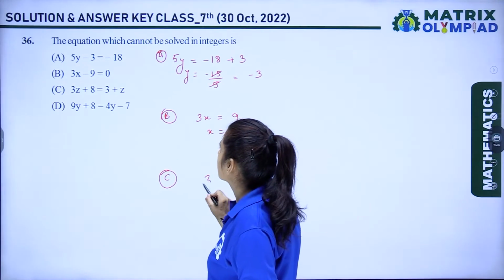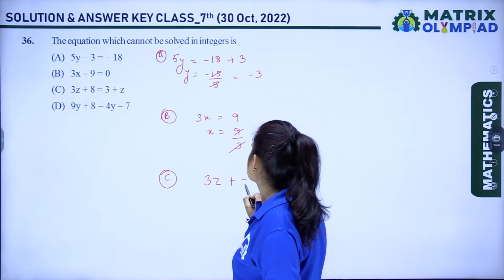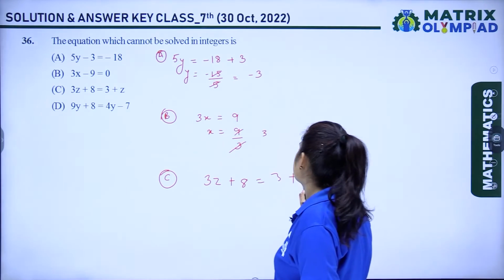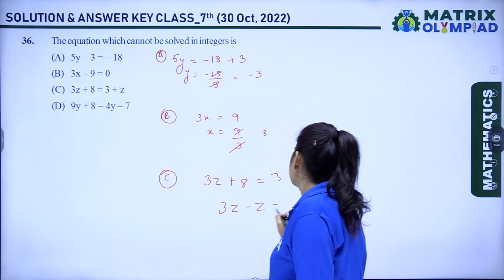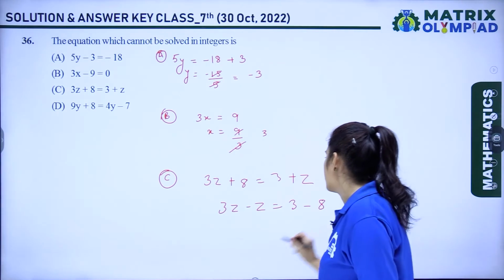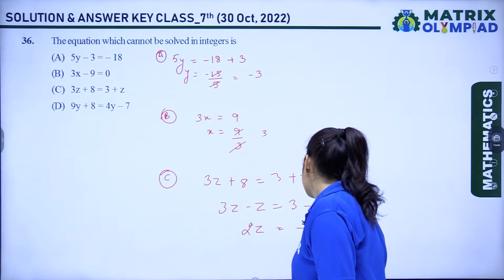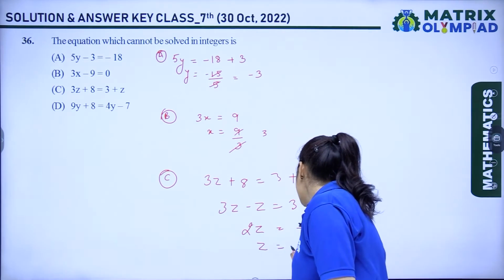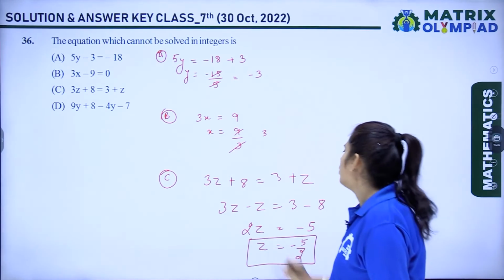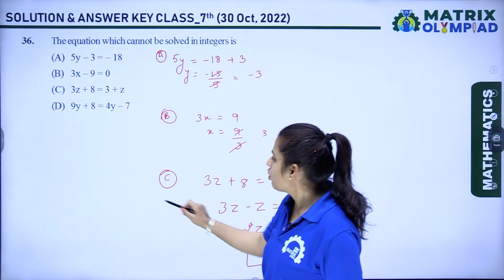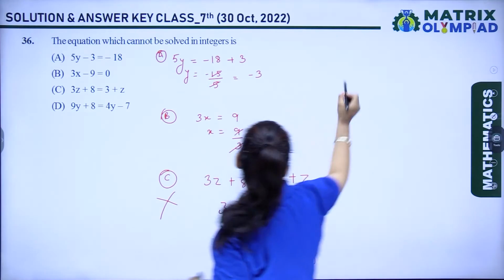Option C: 3z plus 8 equal to 3 plus z. So 3z minus z equal to 3 minus 8. It will become 2z equal to minus 5. z is equal to -5/2. This is the value of z. So this option is not an integer. Let's solve option D also.